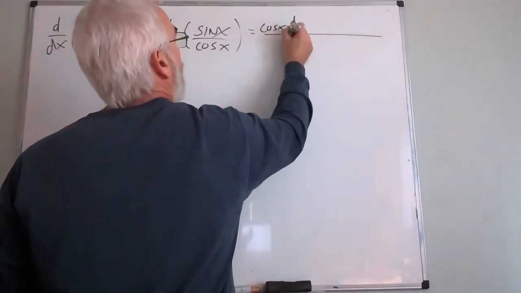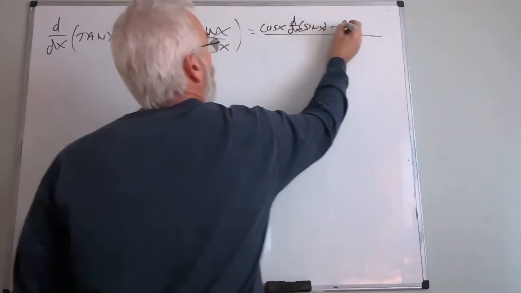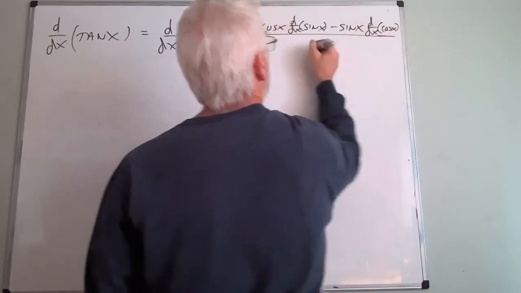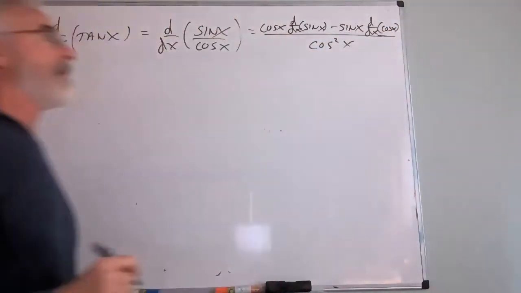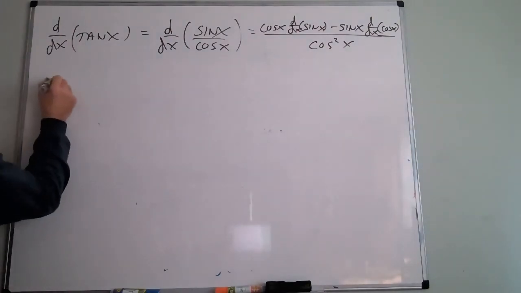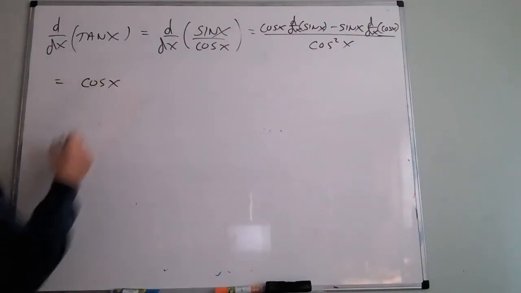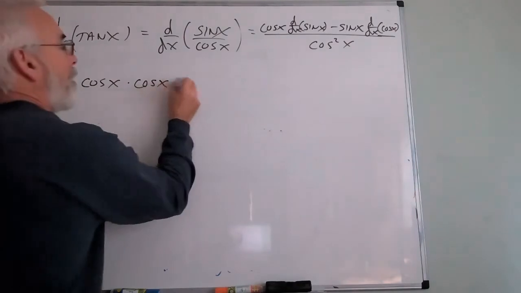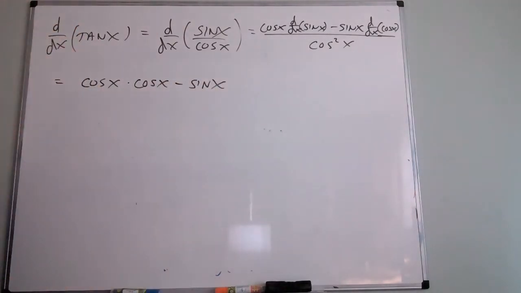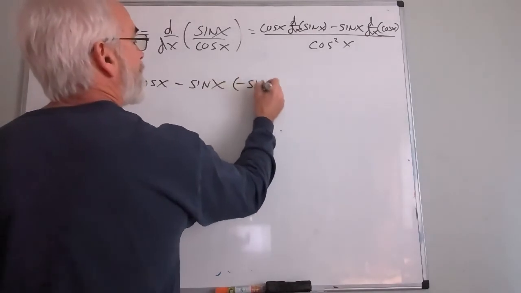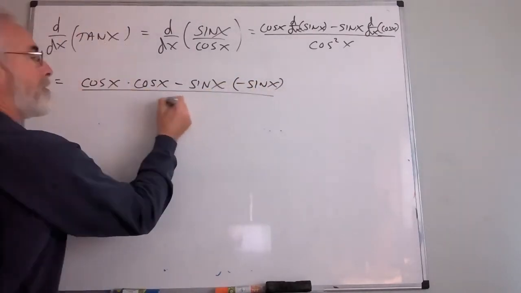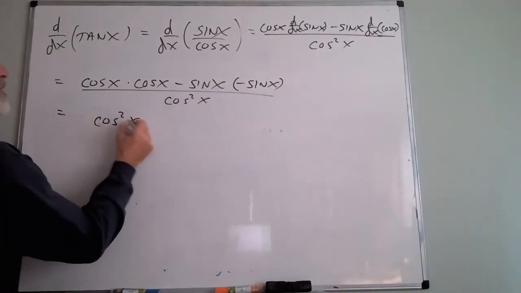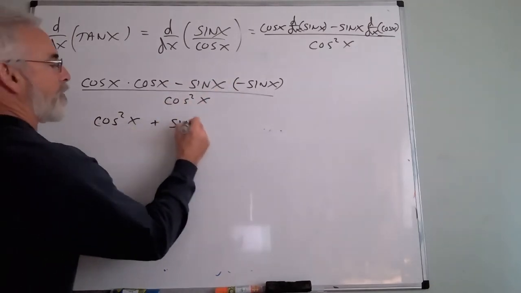So the quotient rule, okay, bottom times derivative of the top minus the top times the derivative of the bottom over the square of the bottom. I'll write it like that. Okay, so that's cos, and then the derivative of the sine function is simply cos, minus the sine, and then the derivative of the cosine function we know is the negative of the sine, over the square of the cos. Okay, so let's clean this up a bit. On top, I now have cos squared plus sine squared.